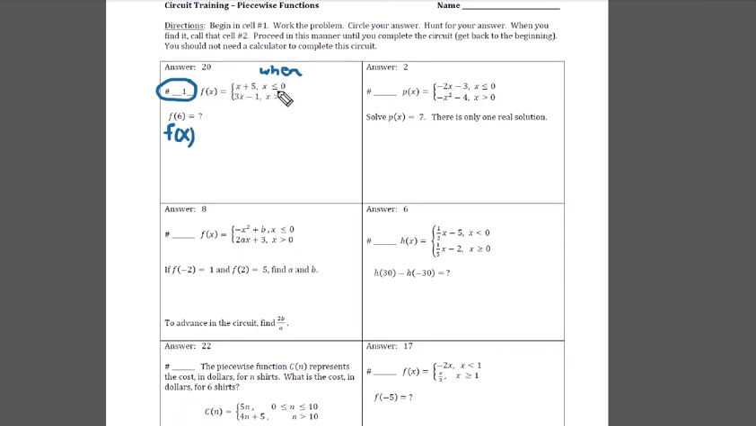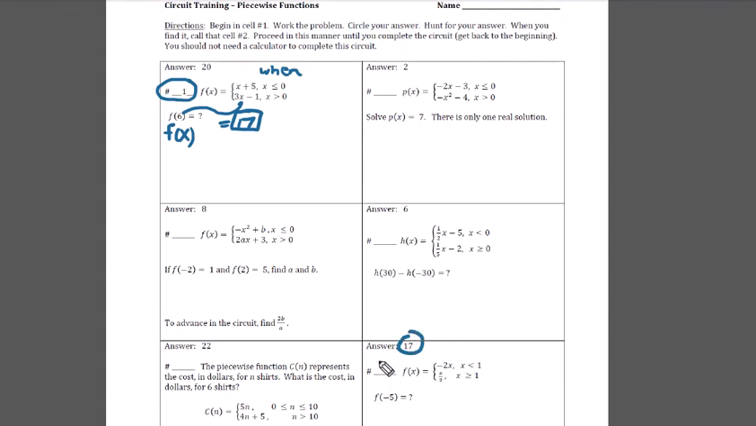Since we have 6, 6 is bigger than 0, you're going to put the 6 into this function here, the one on the bottom. So you do 3 times 6, which is 18. 18 minus 1, which is 17. That's the answer to the first problem. And you've got the answer of 17 right here.